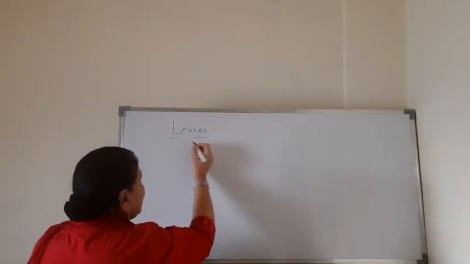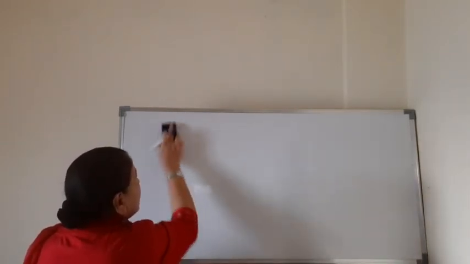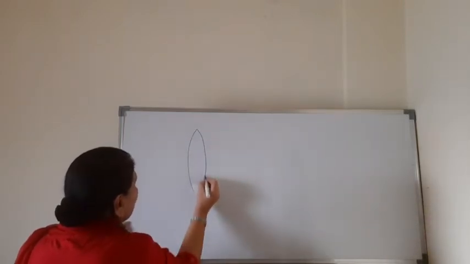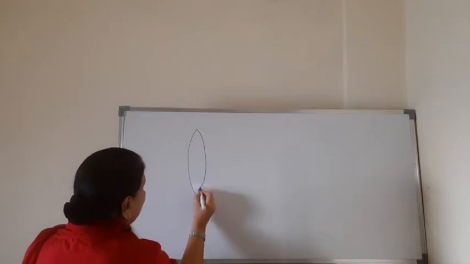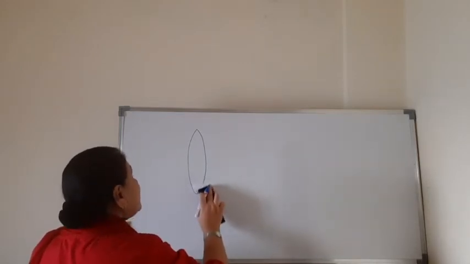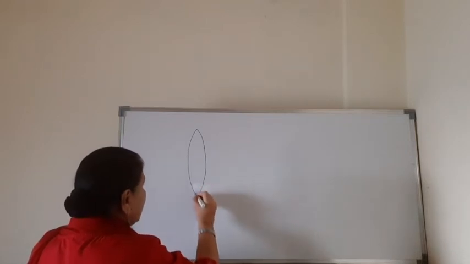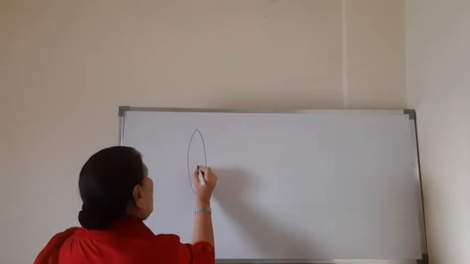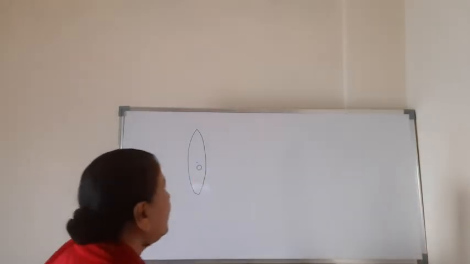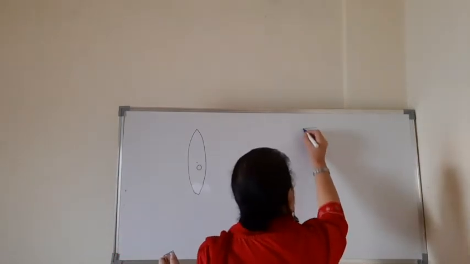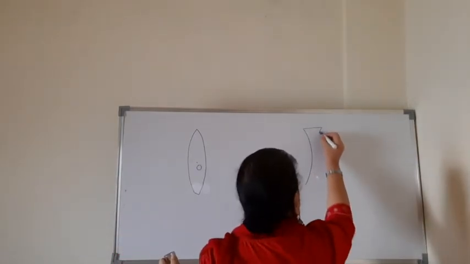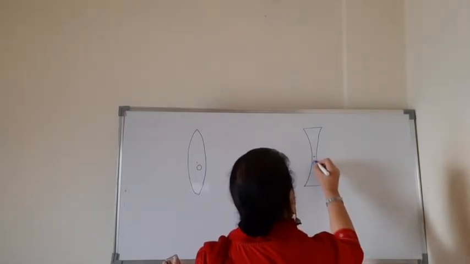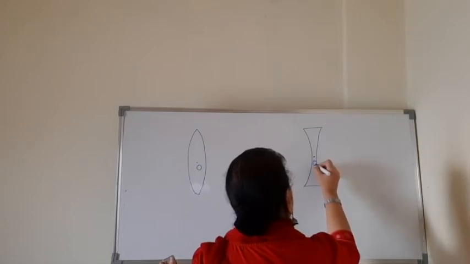So when we have this double convex lens or simply convex lens here, it has one optical center. This is the center part, the center point of the lens is referred to as O, optical center. Same thing happens here with the concave lens as well. So the center part is referred to as O, the optical center.